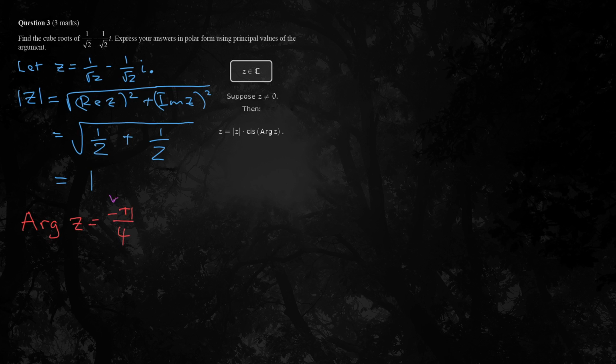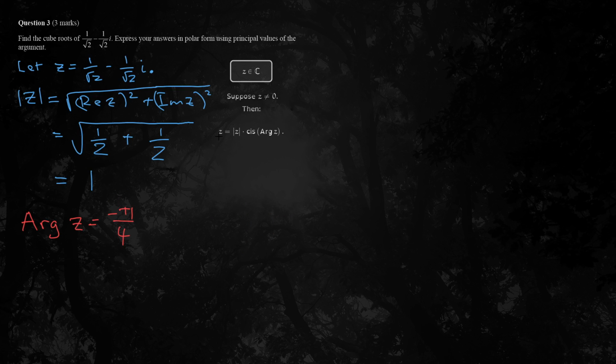So why is it negative here? Well, the principal argument is the angle anti-clockwise from the x-axis. And if you remember our diagram, we were actually going clockwise to get to our complex number. So therefore we pick up a negative here, and so the principal argument is negative pi on 4.